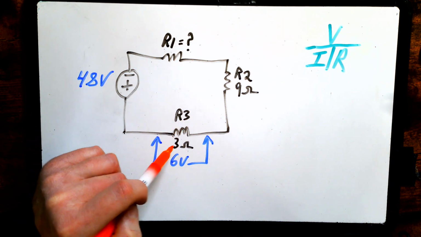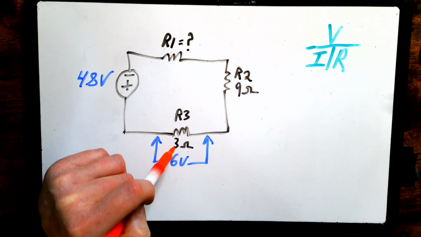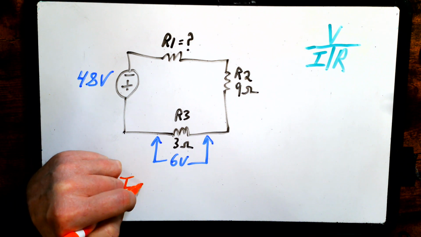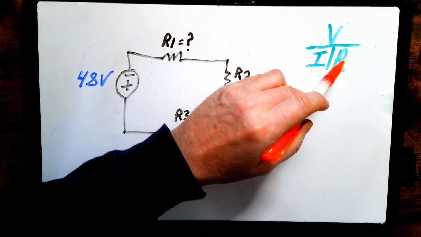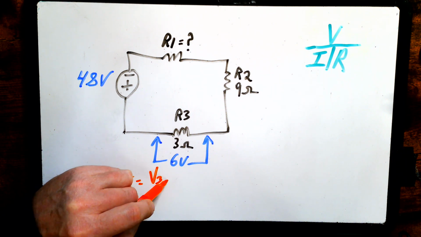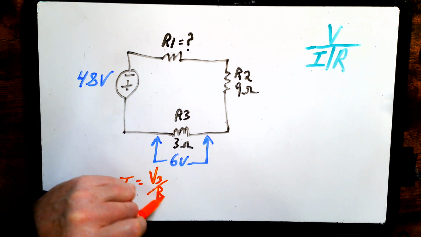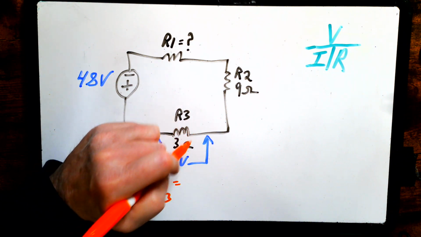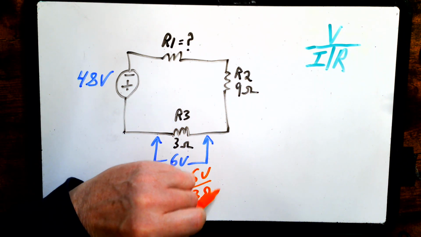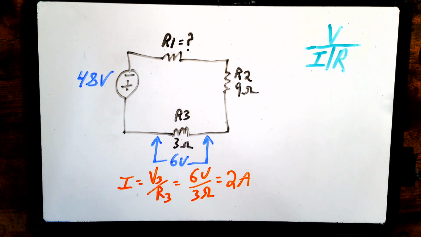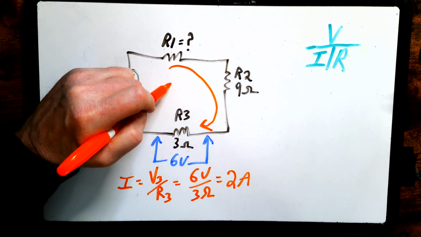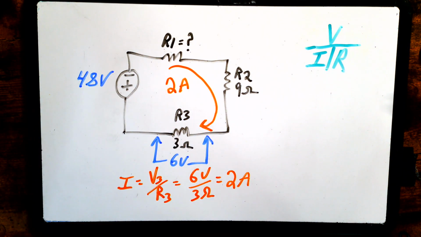Looking at R3, I see voltage, I see resistance. So therefore, I know that the current is going to be voltage divided by resistance. V3 divided by R3. And that's going to be 6 volts divided by 3 ohms, 2 amps. So it's going to be 2 amps going through the whole circuit.